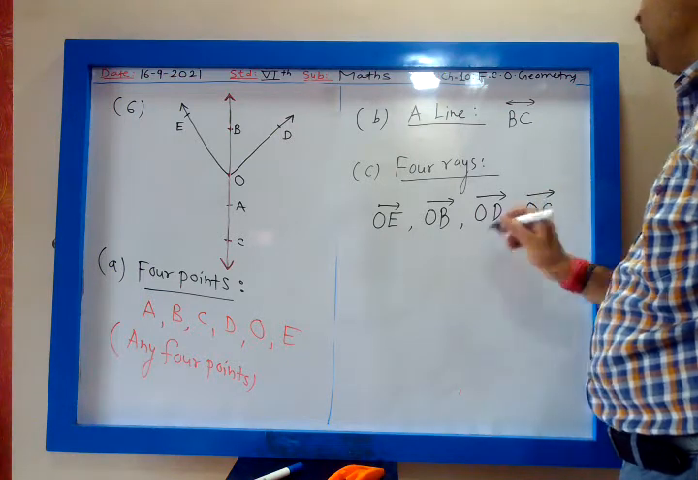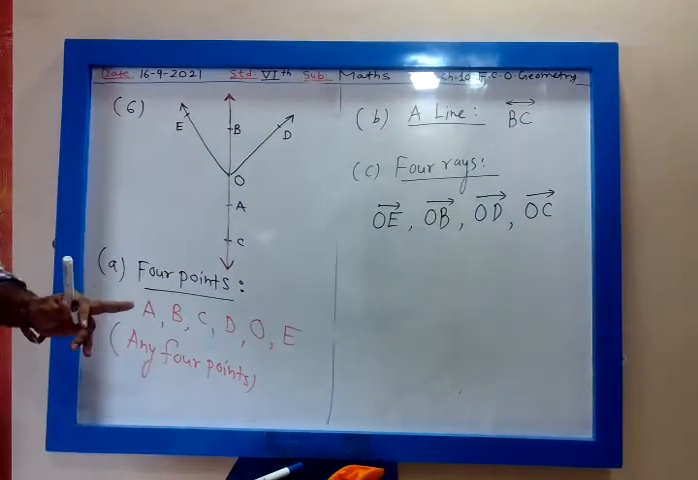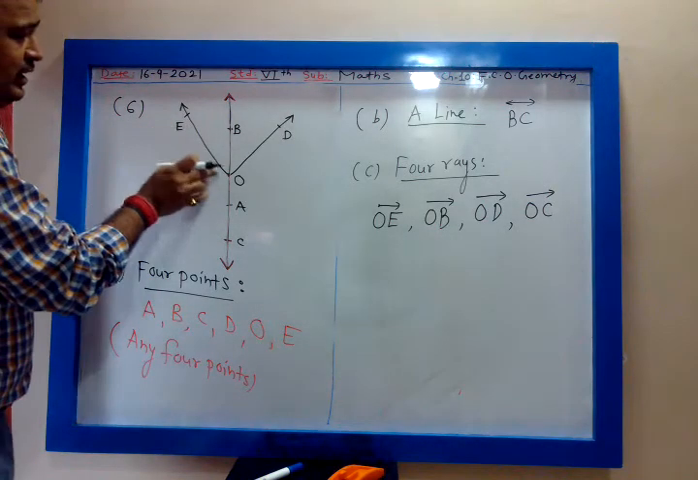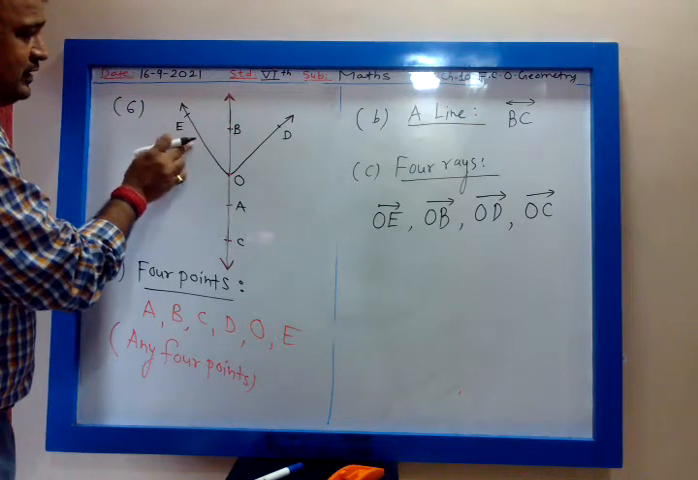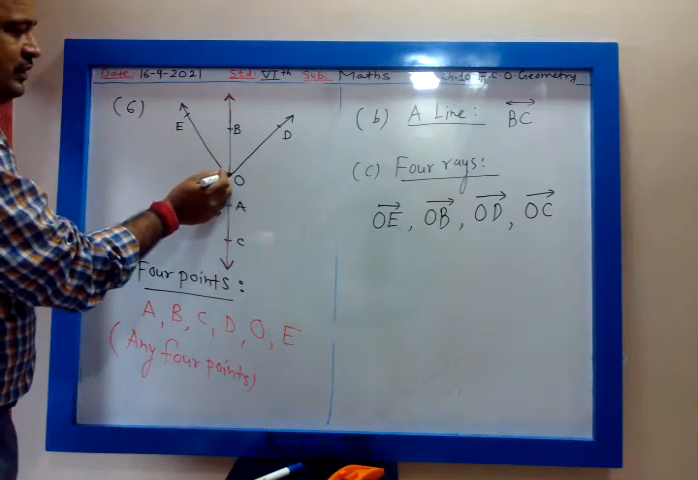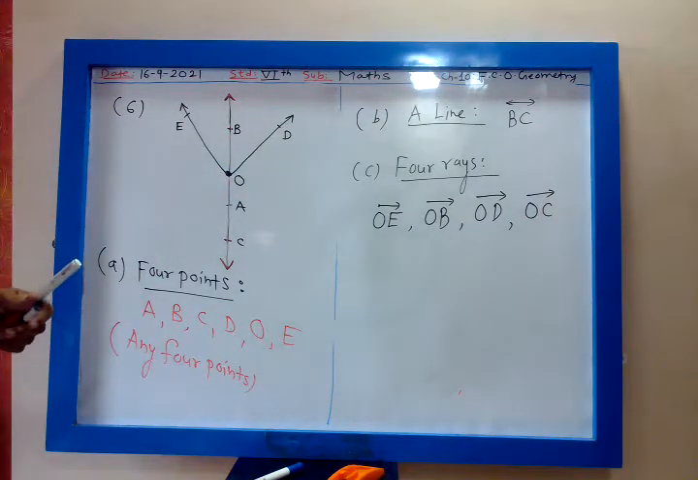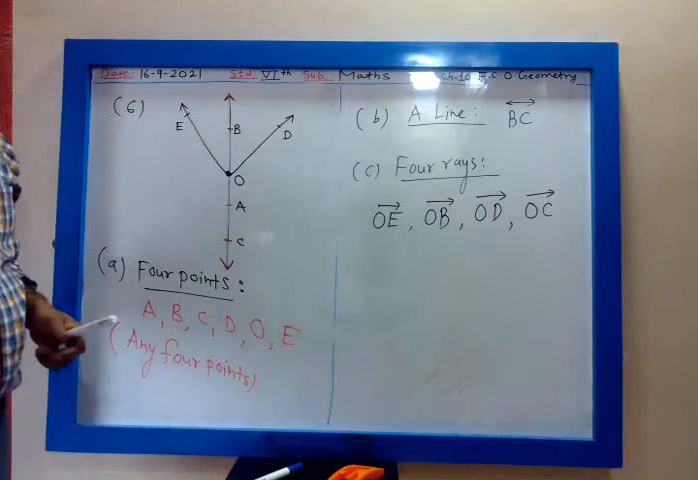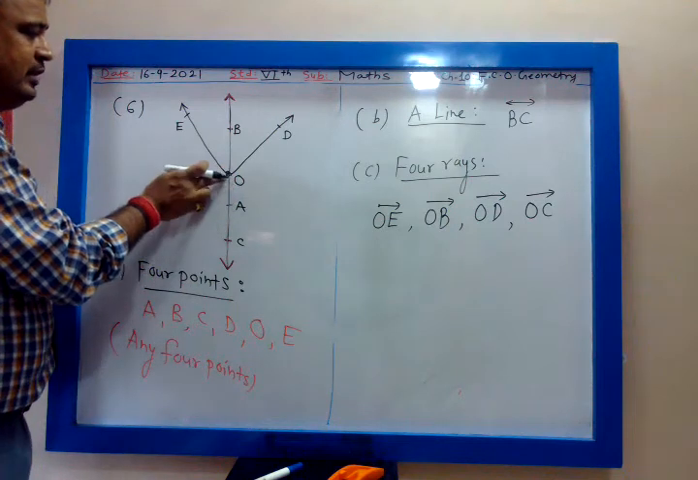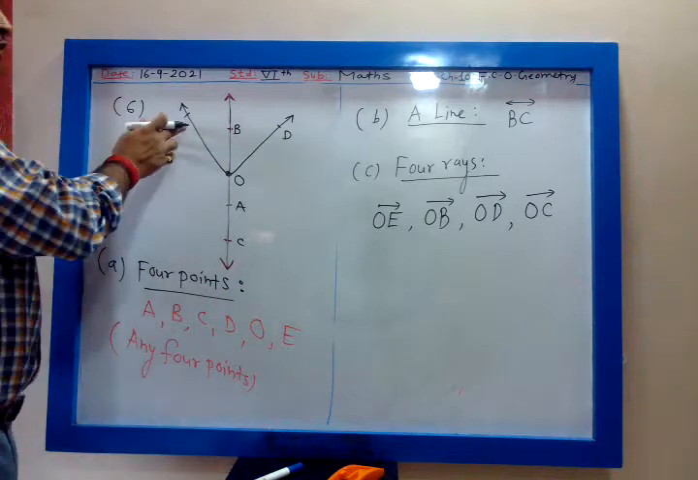No problem. See here, my dear, you cannot write EO. You cannot write EO because the ray is extending from which end? The O side. So this is the starting point. A line you can write either way, but a ray should start from the starting point. The starting point is O, so you will read this as OE. You will not read EO, because the E part can be extended.